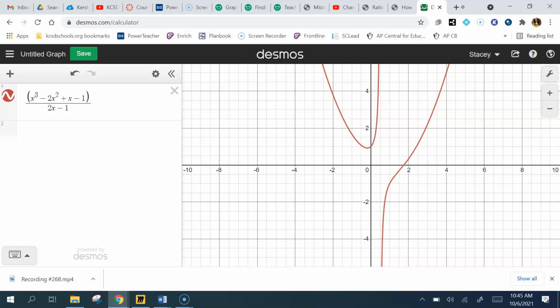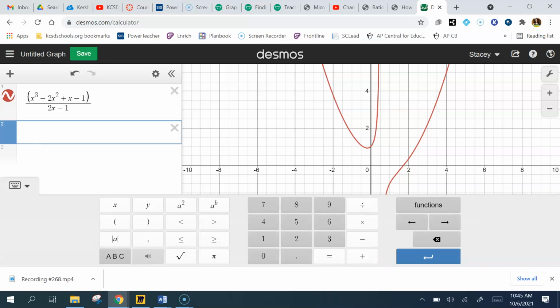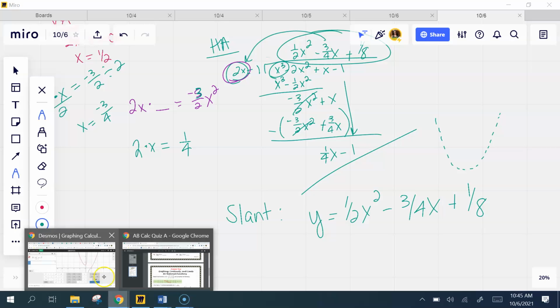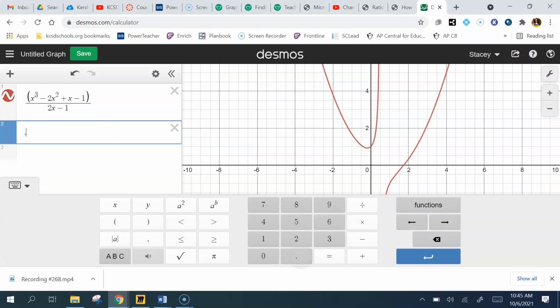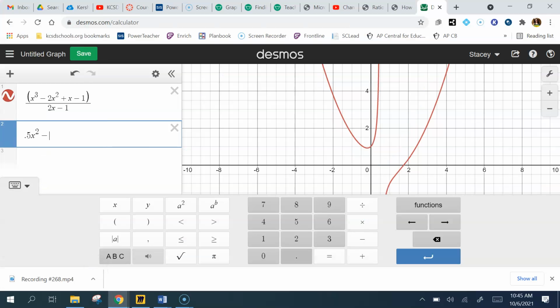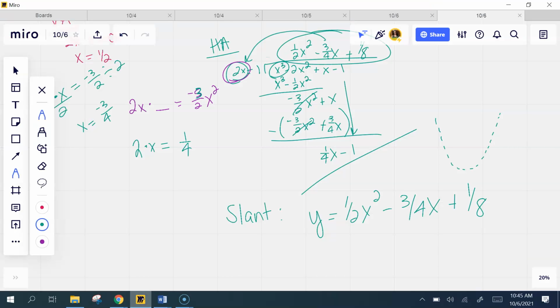So this has a parabolic asymptote, about like my pen is tracing, but let me actually graph it for you and show you what it looks like. So it is 1/2 x squared minus 3/4 x plus 1/8.